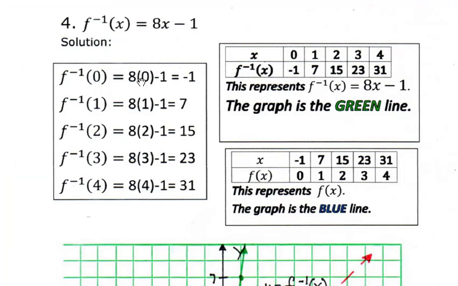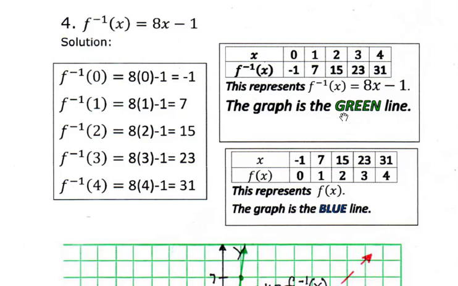Solution. We have the same table of values, 0, 1, 2, 3, 4 for x. Then substitute these values in the given function. Let's see, 8 times 0, that's 0, minus 1 is negative 1, and so on. Then 8 times 4, 32 minus 1, that's 31. So all values, negative 1, 7, 15, 23, 31 are reflected here, and the given values for x were arbitrarily chosen.